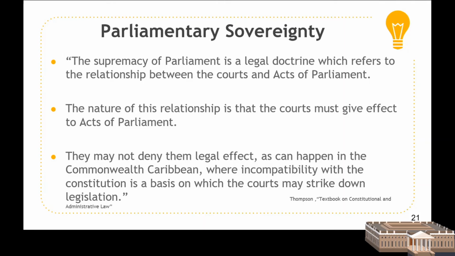The nature of this relationship is that the courts must give effect to the acts of Parliament. Okay? So it's a legal doctrine which talks about the relationship between the courts and the acts of Parliament. That's what it means. So the acts of Parliament that the courts get, they must give effect to them. The courts may not deny them legal effect as we can do in the Caribbean, as we did in Hines and R. So while we could deny legal effect to the parts of the Gun Court Act that weren't constitutional in 1976, parliamentary sovereignty says that can't happen in the UK. The courts cannot deny legal effect to the acts of Parliament passed. Where we can have that struck out and we can remove the legislation because it's incompatible, the courts under parliamentary sovereignty cannot deny those acts of Parliament legal effect.